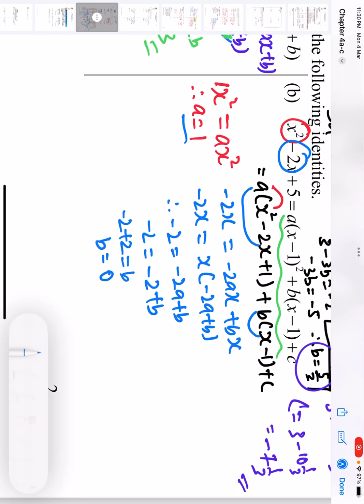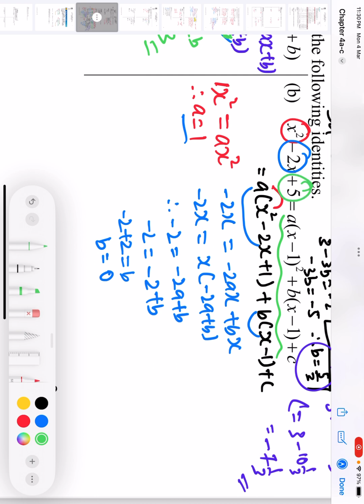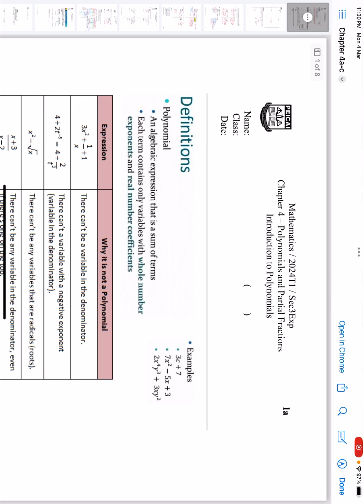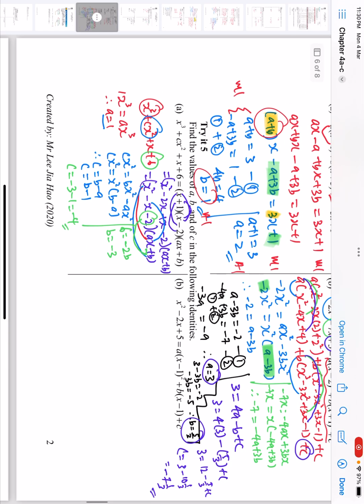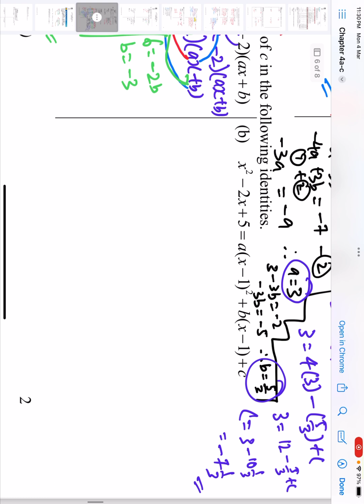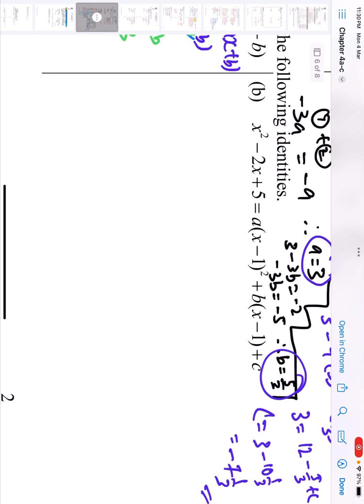And lastly, let me change color. 5. So this is the constant. So I know that 5 is equal to a times the constant. So this is a plus b negative b plus c. Okay, but oops, please don't tell me everything is gone. Okay, everything is gone. But don't worry, let's just do it very quickly again.